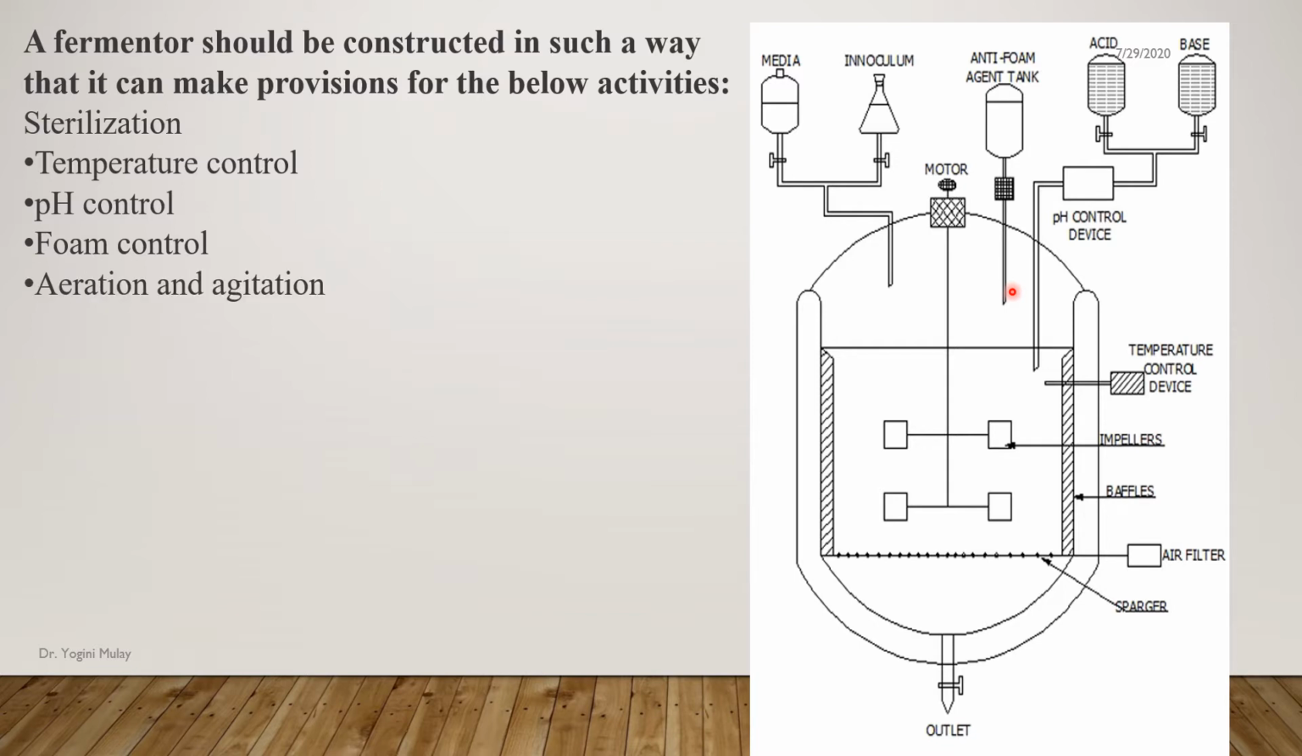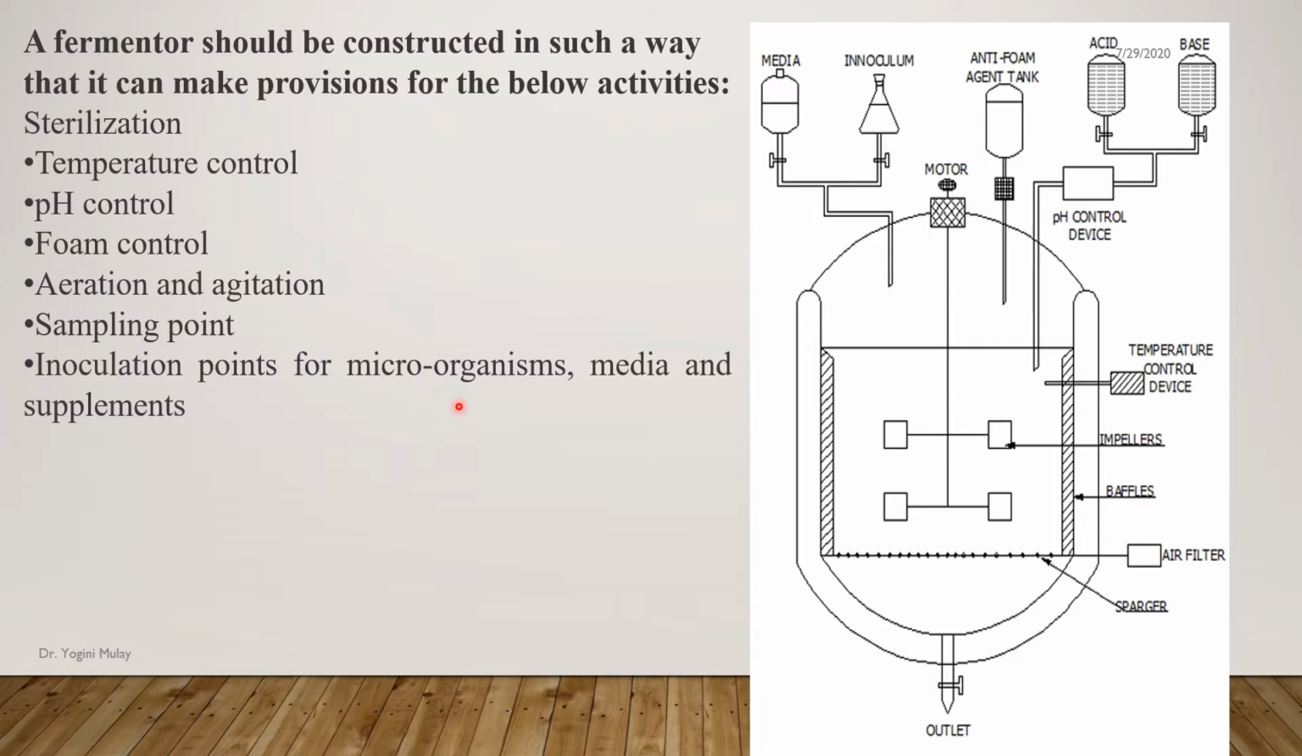Next, there has to be a facility or provision for aeration and agitation. This is nothing but the central shaft to which these impellers are attached, and these impellers are used for agitation purposes, whereas this is the sparger which is used for aeration purposes. Then there has to be a sampling point, from where we can take out a sample wherever it is necessary. There has to be inoculation points.